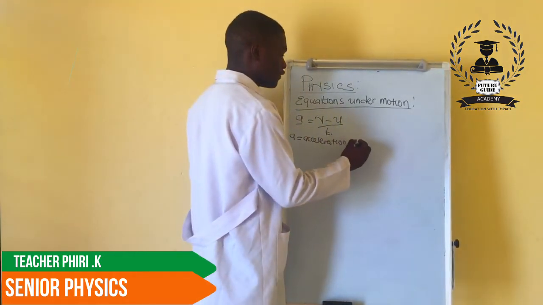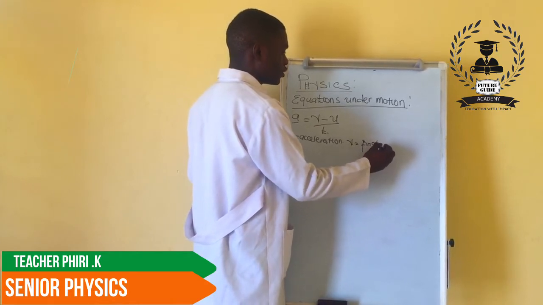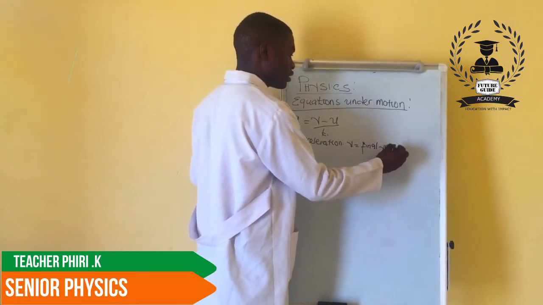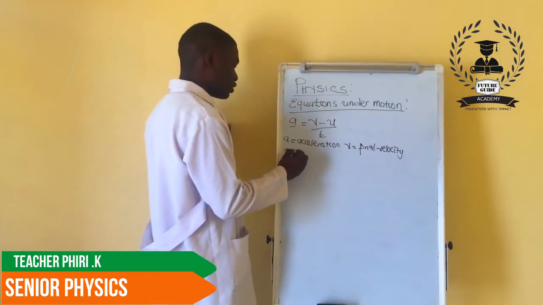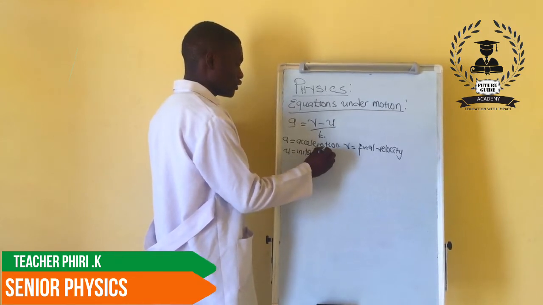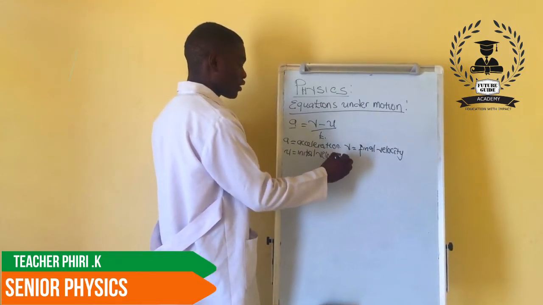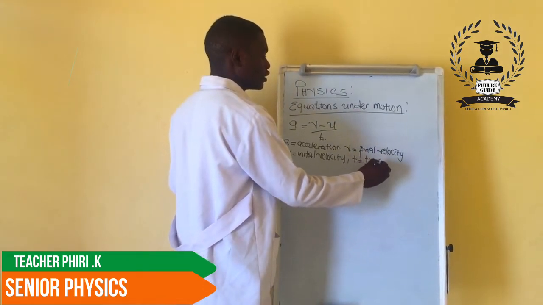where v is equal for final velocity and u is equal for initial velocity and t is equal to time.